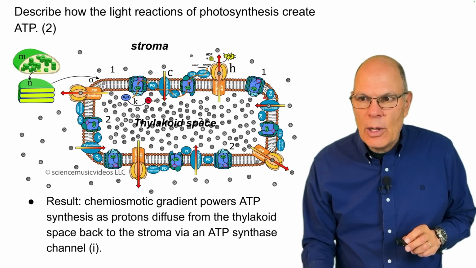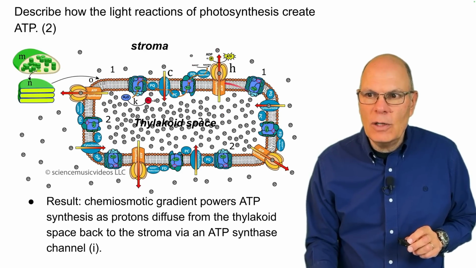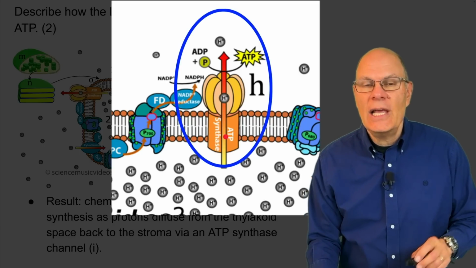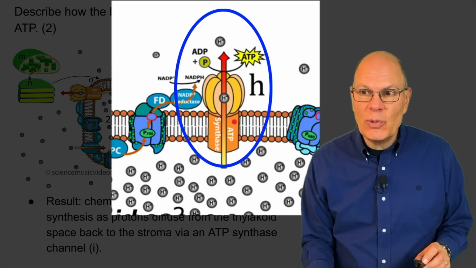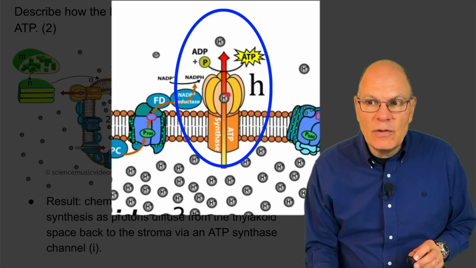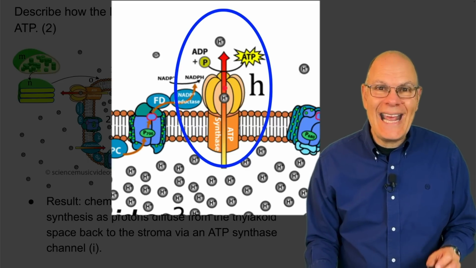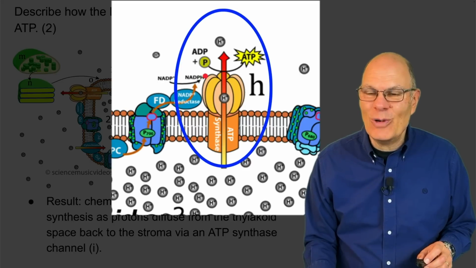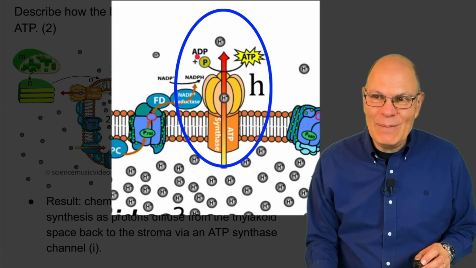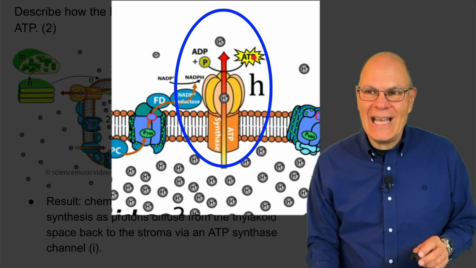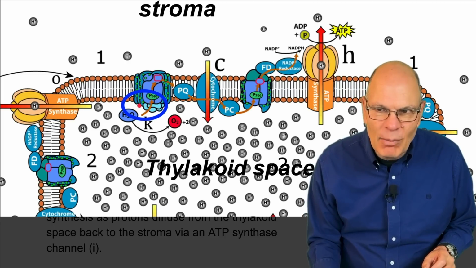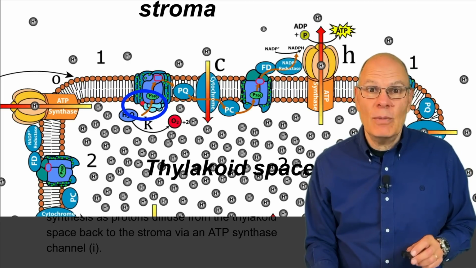They can't do it through any part of the thylakoid membrane except through this channel that's called ATP synthase. The ATP synthase channel is also an enzyme, and as protons diffuse through, the kinetic energy of those protons is used to power an endergonic reaction of taking ADP and phosphate and making it into ATP. Now note that there's also this water splitting complex that's part of photosystem 2.